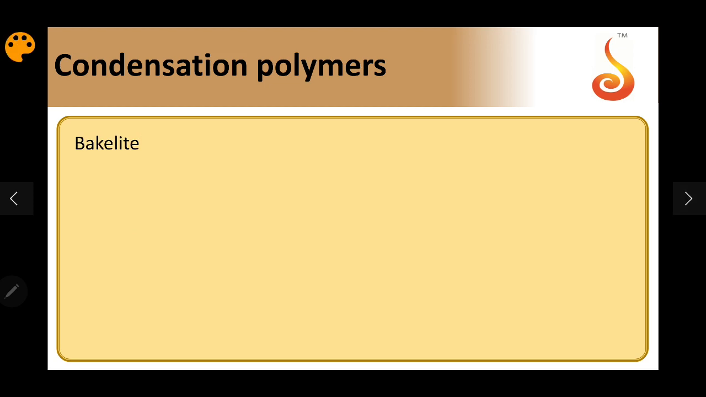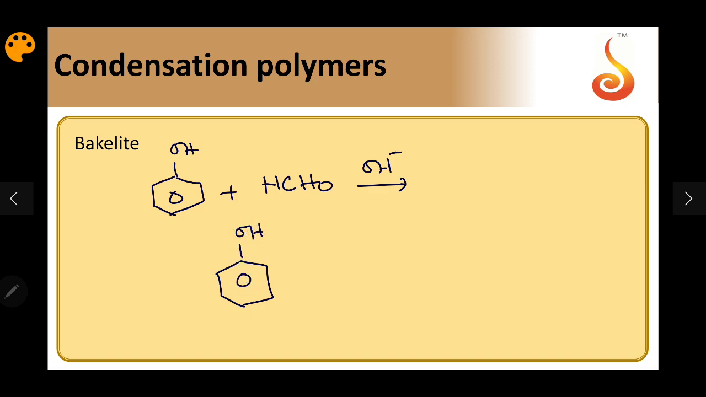Bakelite. Bakelite is one of the important polymers from phenol and formaldehyde. So phenol, formaldehyde. This reaction takes place in the presence of a small amount of H plus or OH minus. So it is basically electrophilic aromatic substitution. At the ortho and para positions, the CH2 group will be attached. So the bakelite will look like this. So if I take OH, this is CH2, and this attaches another benzene ring, and OH is here. So like this.